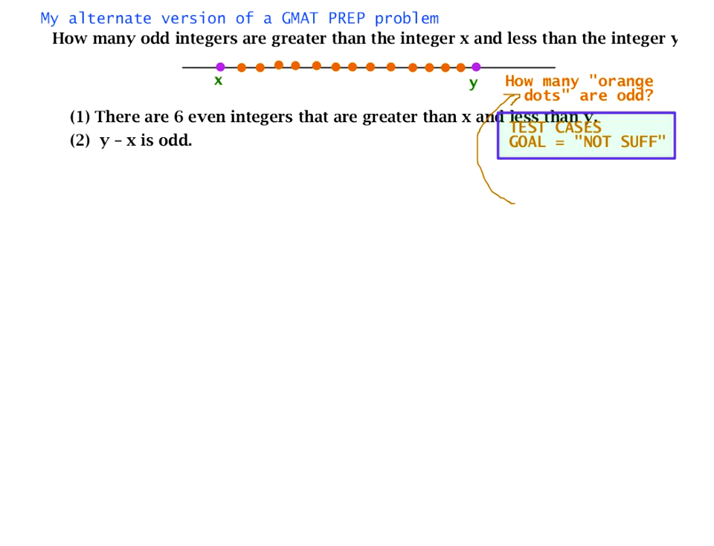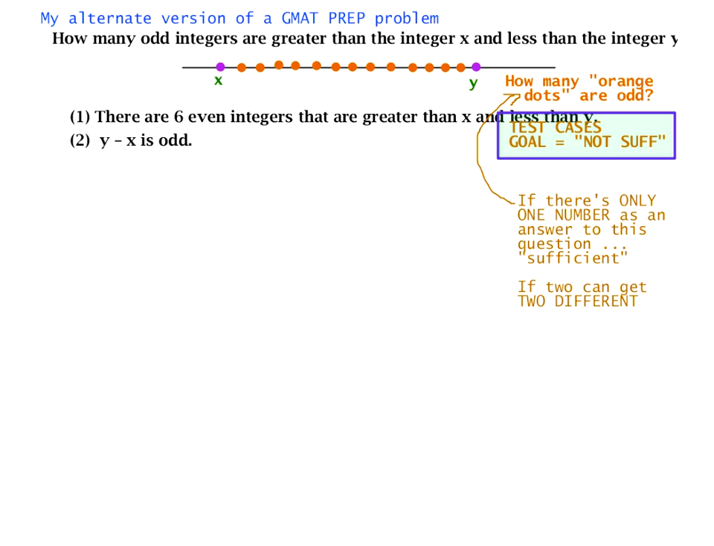The goal: if there's only one answer to this question, then that's sufficient. And if you can get two numbers, I mean, really two or more, but as soon as you find two, you are done, then that's not sufficient. That's a typo.